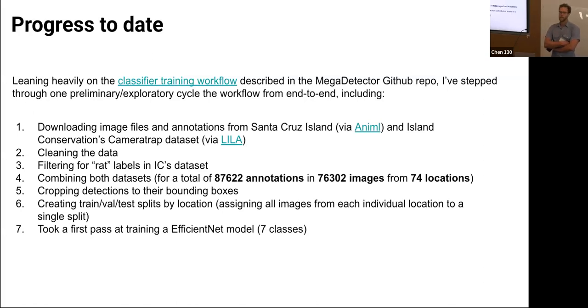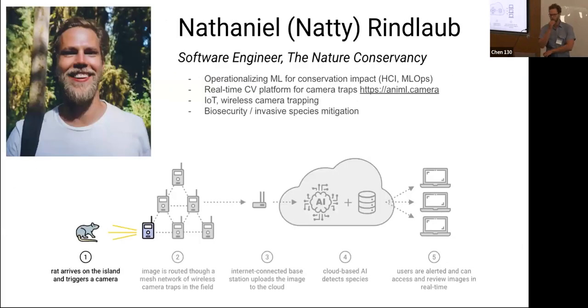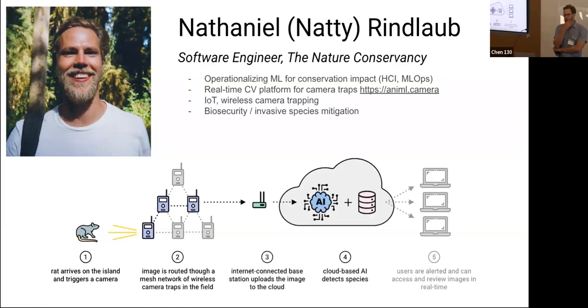Cool. Regarding the whole camera pipeline, you mentioned at one point that you pass the image from one camera to another, and I'm wondering why you need to do that before it sends the signal to the cloud.